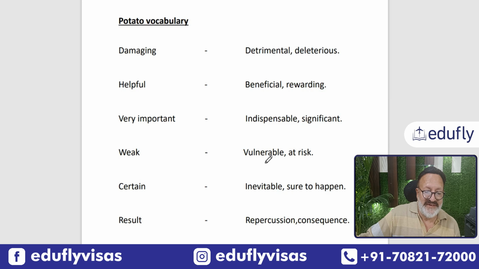Next one is certain. If you're certain that something is going to happen, then you can use inevitable. It is sure to happen. To make you fully understand, death is inevitable. If you're born, you have to die. This is a cycle. So death is inevitable, it will come. In other cases, we can say if students do not work hard in their studies, it is inevitable that they will not perform very well in the board exams. So you can use inevitable that way.